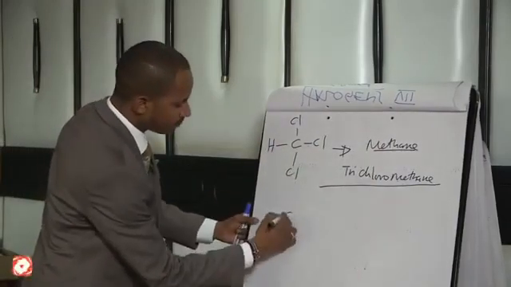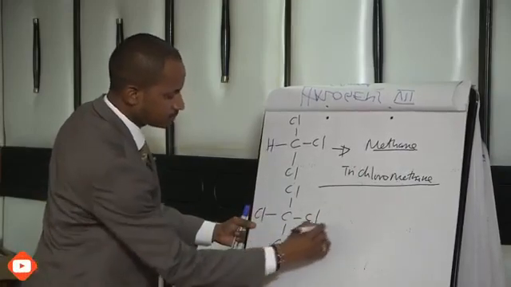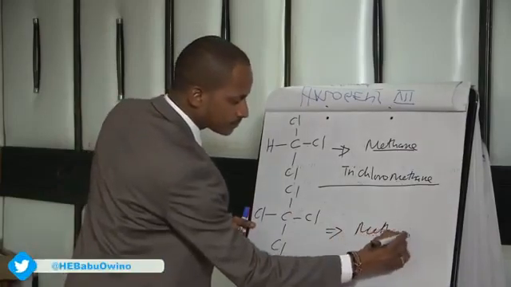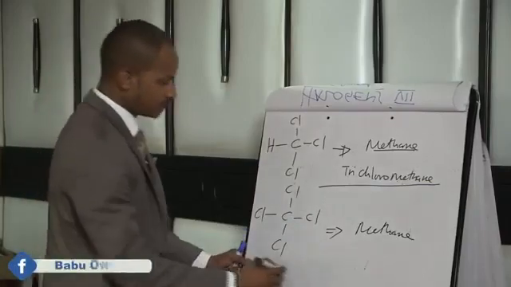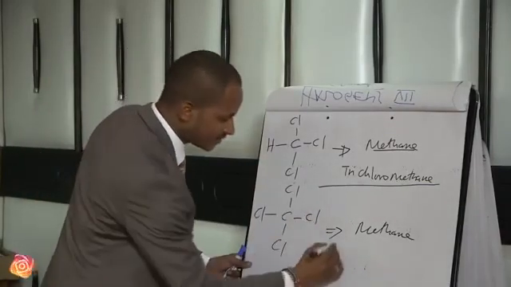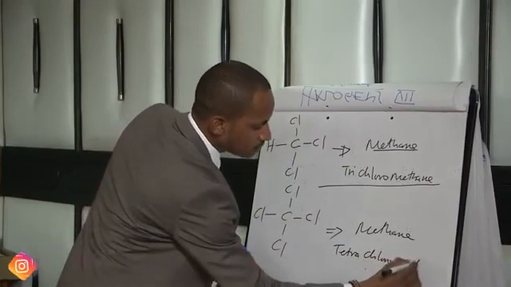Now the last example we have, the longest continuous chain is methane, and then from here we have 4 chlorines, which makes it tetra, not quadra. Tetrachloromethane.